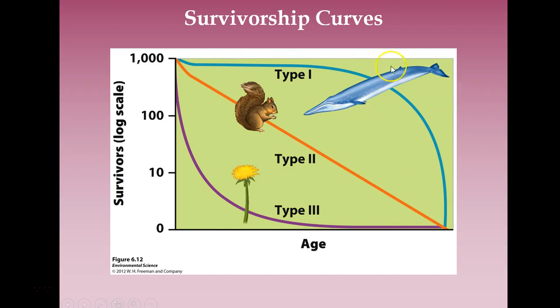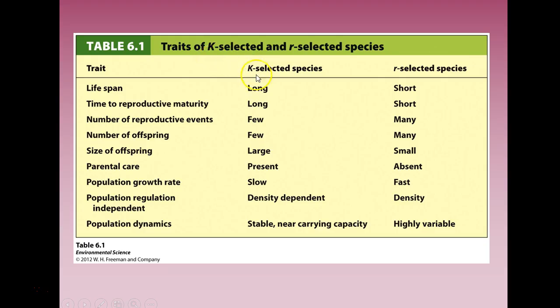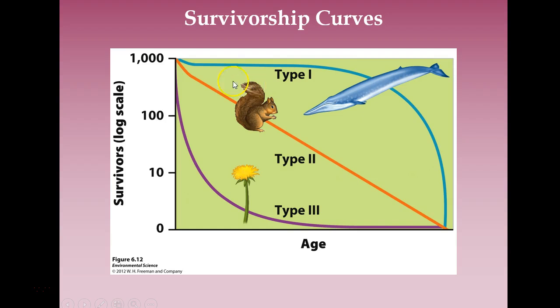So we said things like whales and people would be type 1, meaning that the majority of organisms continue very long into old age before we start to see a drop-off in the number of organisms within a population. Basically, these organisms can live a very long time. Type 1 is a good example of a K strategist with a very long lifespan. Type 3 is an example of an R strategist.